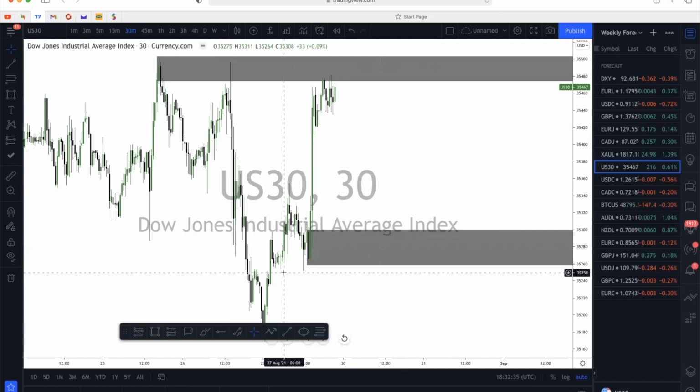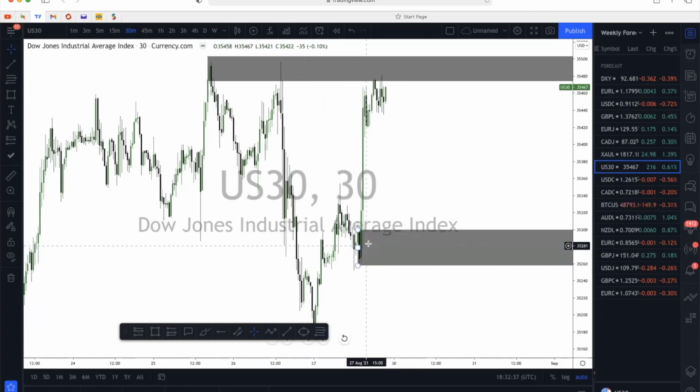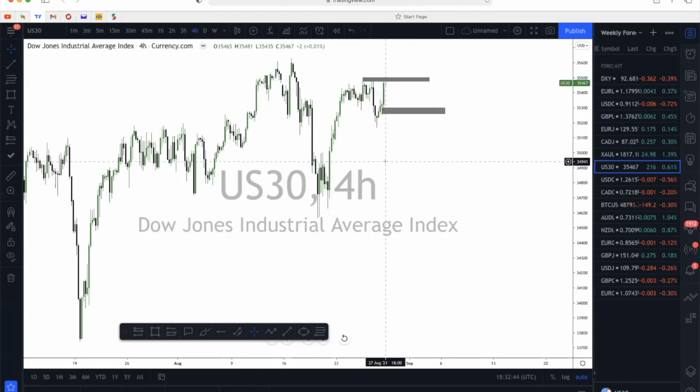Though we have a zone here that has never been retested, and price can just come all the way to take out this low, reject on this, and just pull up. But much more, I'm expecting to see a buying opportunity on this pair.